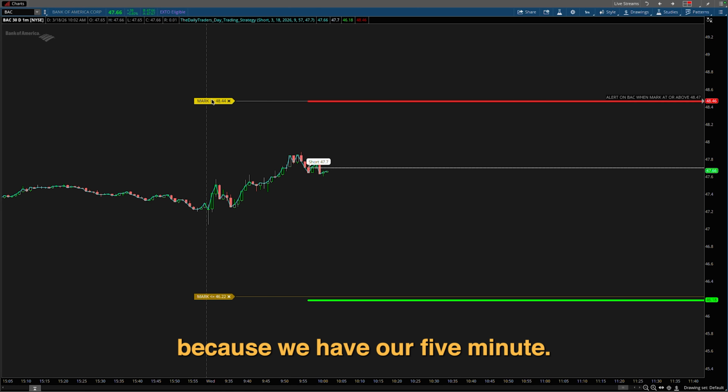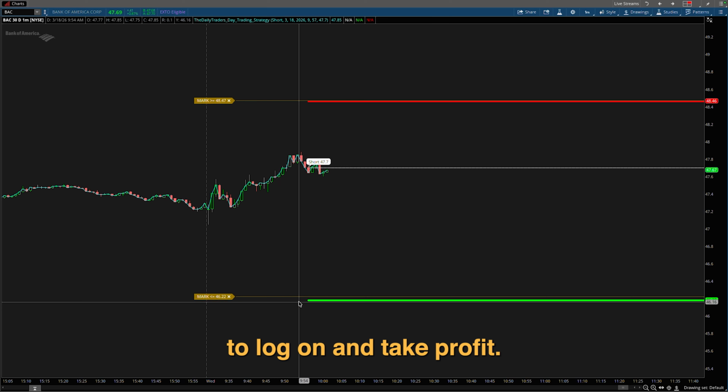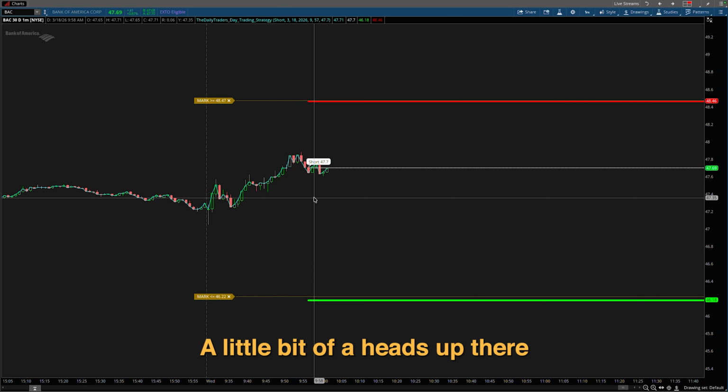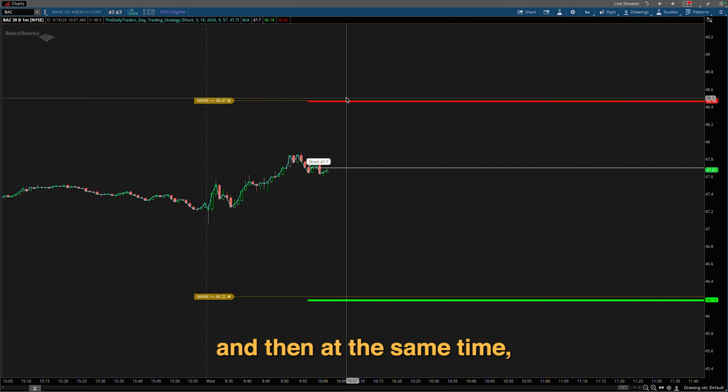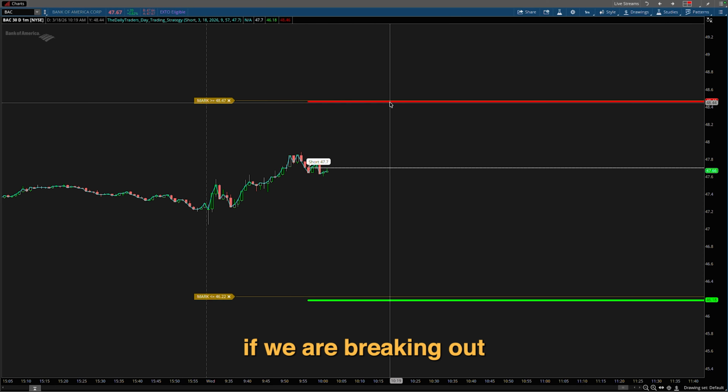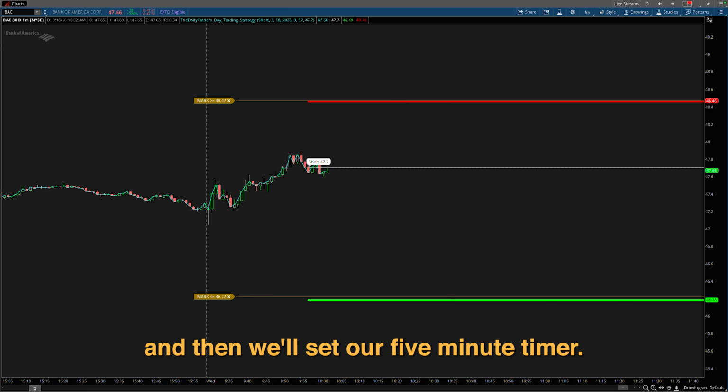Because we have our 5-minute. And that should give us enough time to log on and take profit. A little bit of a heads up there with the alert. And then at the same time, we'll get notified if we are breaking out to the upside of our stop loss, and then we'll set our 5-minute timer.